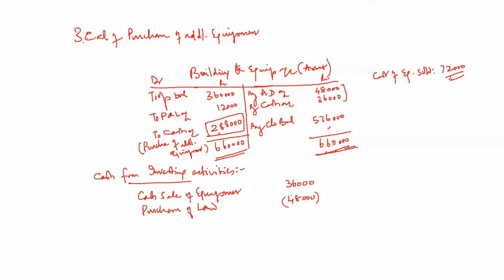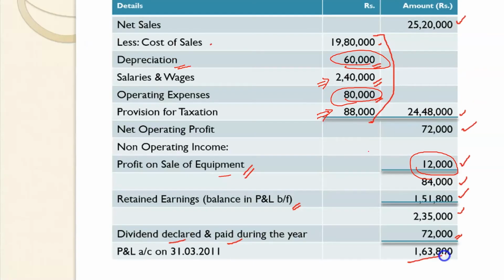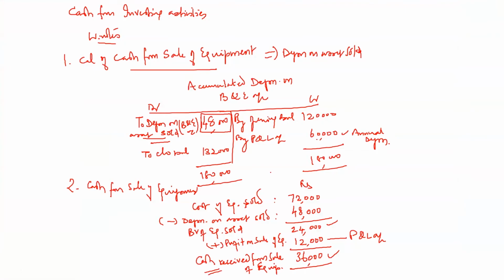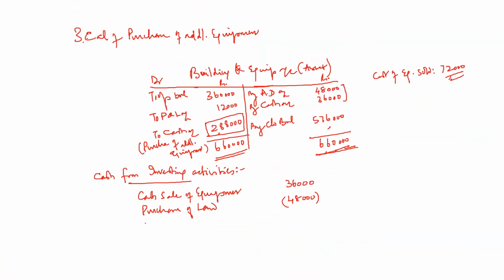So how do we calculate it? Simply comparing between the opening and the closing. That's it. And purchase of equipment. This is as per this calculation. From here, this amount is taken off here. 2,88,000.